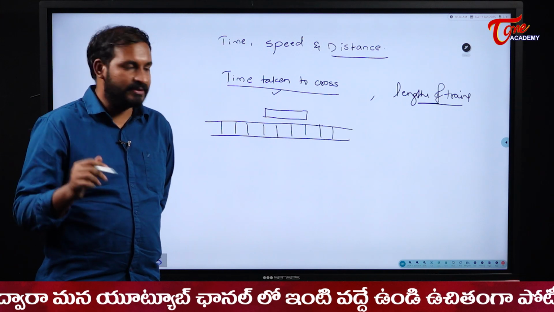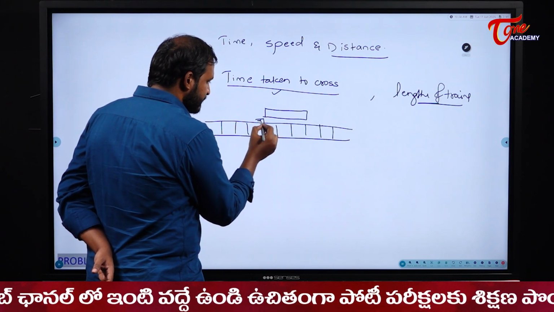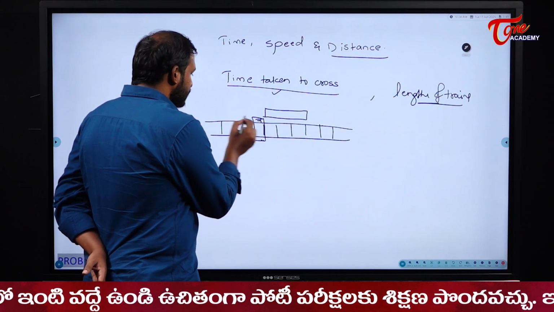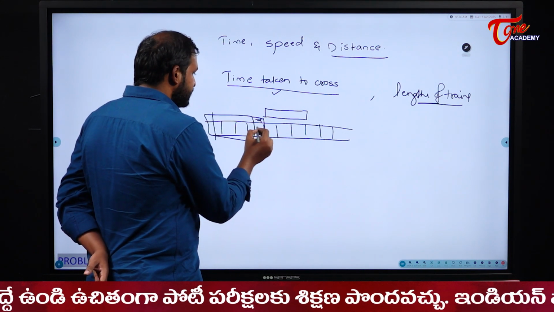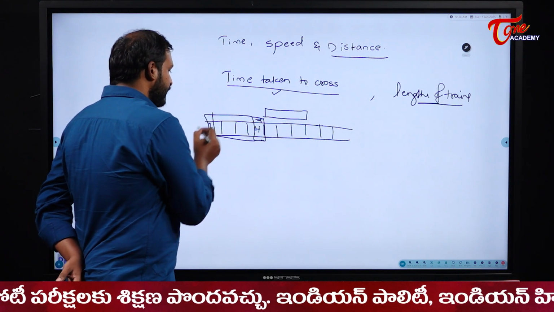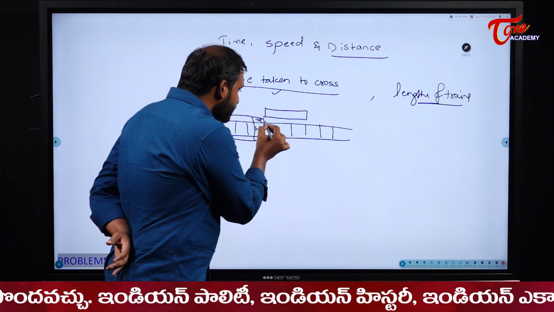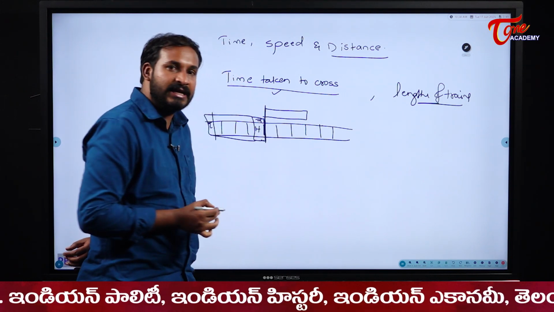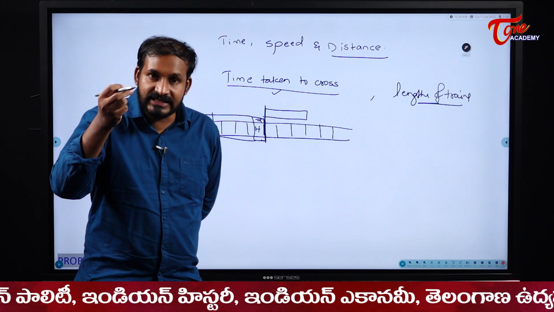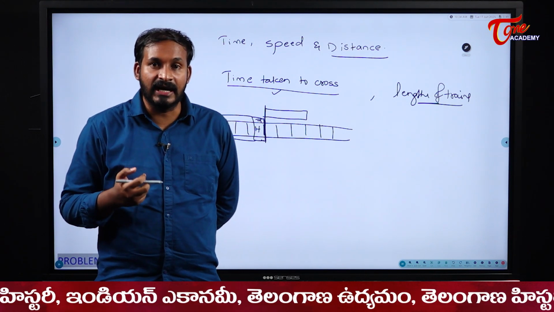Now when the train, what is meant by time taken to cross means? What is the duration means? Assume there is a train like this. Okay, this is a train. This is the head of the train, that means engine, and this is the last compartment or tail of the train. The instance when the head of the train comes parallel with the platform, at this instance, we start a stopwatch.